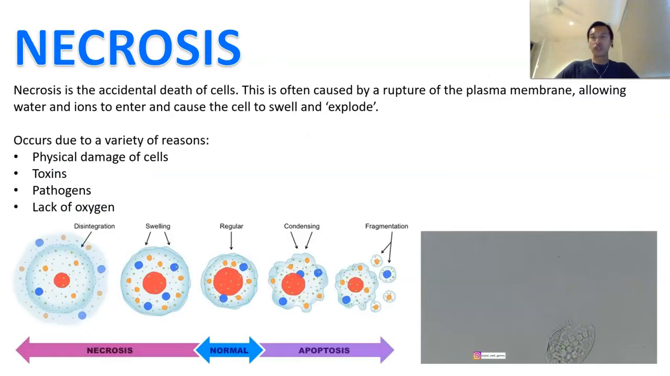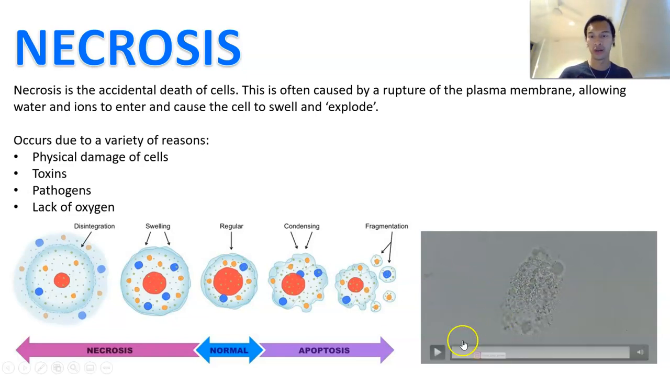Now, when it's not intentional and a cell dies by accident, we call that necrosis, right? Necro meaning death, and lysis, or the breaking up of the cells. So necrosis is the accidental death of cells. Usually some sort of rupture in the plasma membrane, allowing water and ions to enter into the cell, and it's going to swell and explode. Right? Here's an example of that.